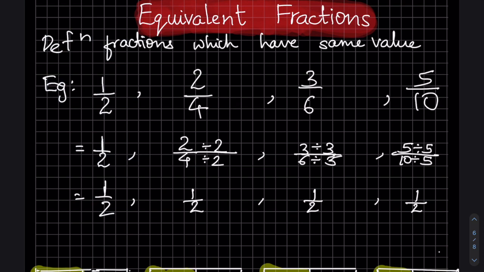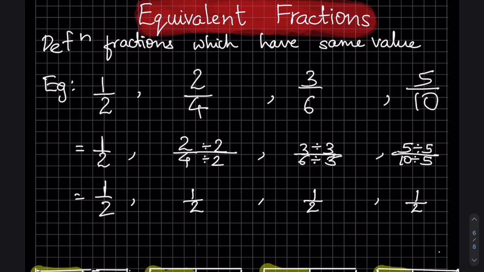We are going to learn about equivalent fractions. Equivalent fractions are nothing but equal fractions. Now, what do equivalent or equal fractions mean? They are the fractions which have the same value, though they may look different. For example, we have 1 over 2, 2 over 4, 3 over 6, 5 over 10. These fractions all look different, but ultimately we see that they all have the same value, 1 over 2.